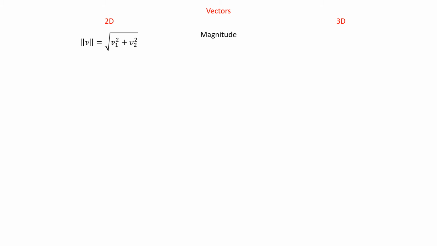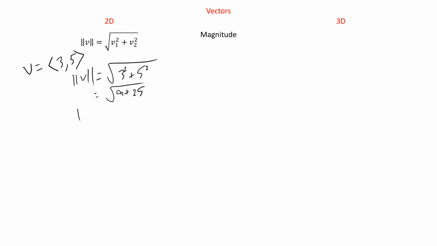So if we have our vector v is <3, 5>, the magnitude of v, and the hardest part about magnitude, remember, is knowing what it's asking. So many people just give me an absolute value. It's not an absolute value. It's the distance. Anyway, so it'll be the square root of 3 squared plus 5 squared, which is the square root of 9 plus 25. So the magnitude of v equals the square root of 34.